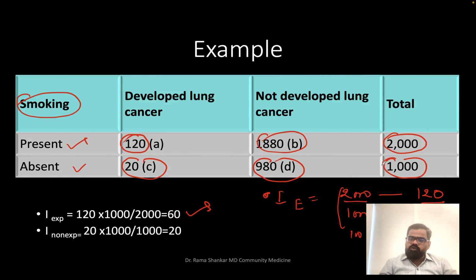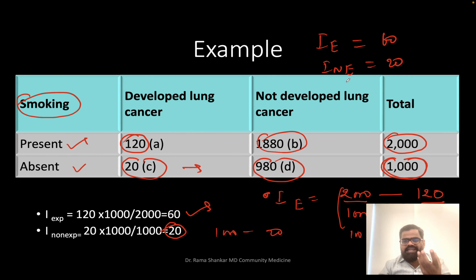Similarly, in 1,000, if you see those who were not smoking, 20 people developed lung cancer. So generally we express incidence per 1000. So we have incidence in non-exposed, 20. What we have got is incidence in exposed and incidence in non-exposed. We have this 60 value, we have this 20 value.